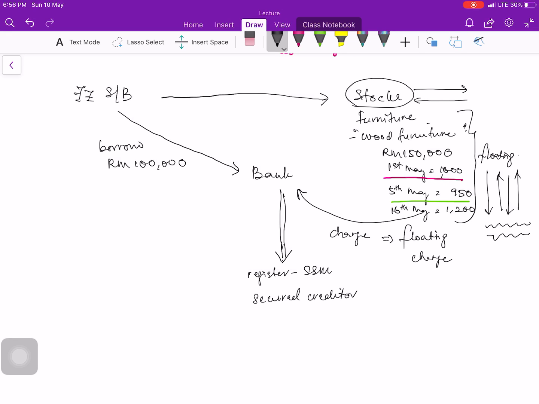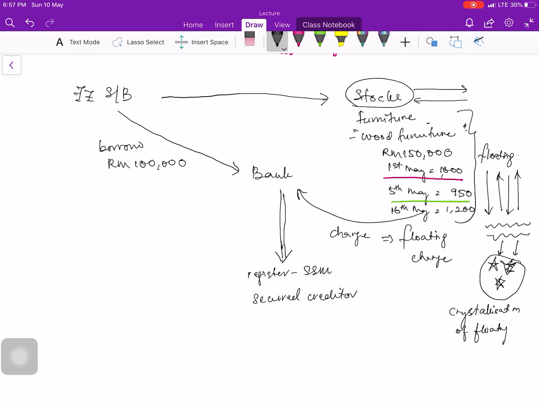Okay, it's no longer floating, and it will become crystallized, right? How do we crystallize? Something like that. This is the crystals. It's crystal. So previously it was floating. Now it's dropped. No longer floating. It becomes crystallized. This is what we call crystallization of floating charge.